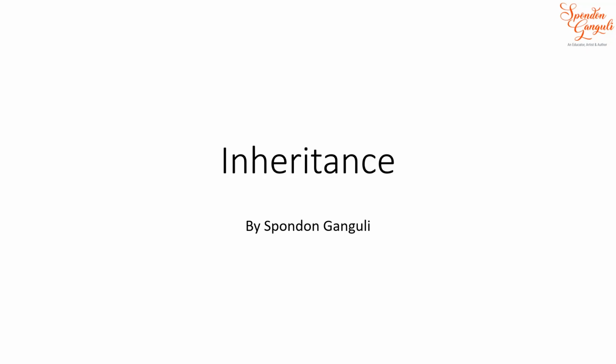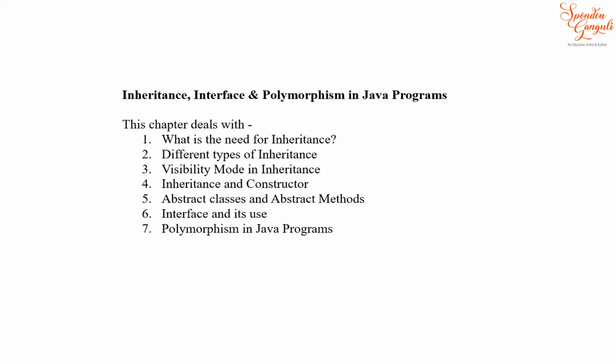In this topic, let us see what we'll cover. Inheritance, interface, and polymorphism in Java programs will be in this video. Though this video I'm dividing into two parts. Today's video is part 1, where we'll discuss what inheritance is, different types of inheritance, visibility mode in inheritance, and some example programs on inheritance. In the next video, we'll discuss abstract classes, abstract methods, interface, and polymorphism.